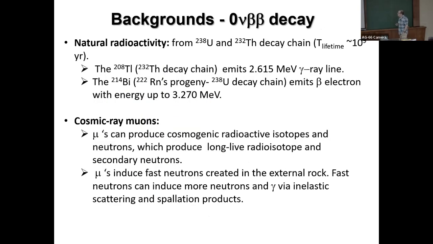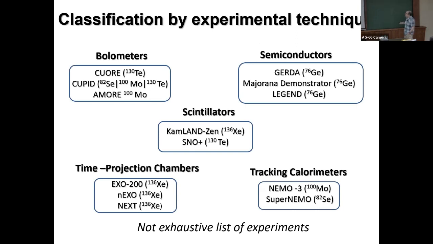So the backgrounds come from natural radioactivity, so from thallium and from bismuth. From thallium you have a gamma ray line, and from bismuth you have a beta electron. And the other background is the cosmic ray muons that can produce cosmogenic radioisotopes, long-lived radioisotopes, secondary neutrons, and also fast neutrons and everything. So these are the backgrounds in general, and this is the classification by experimental technique: bolometers, semiconductors, scintillators, time projection chamber, tracking calorimeter. It is not an exhaustive list of experiments.